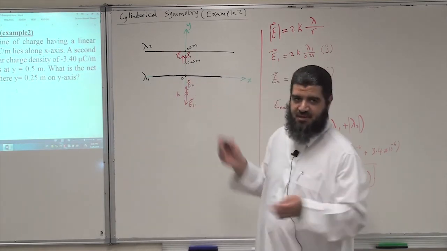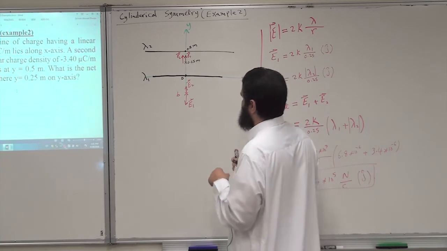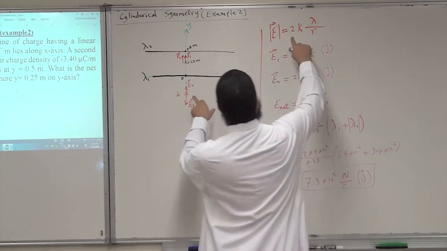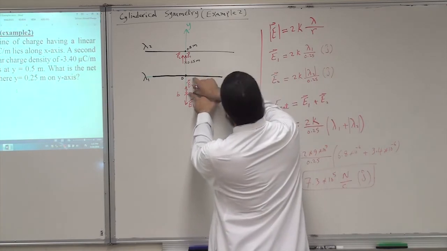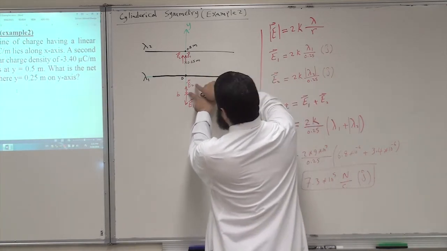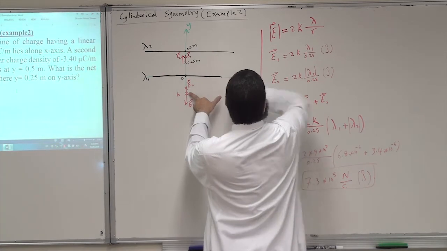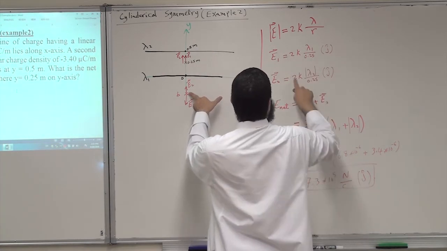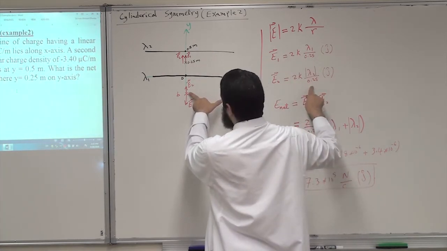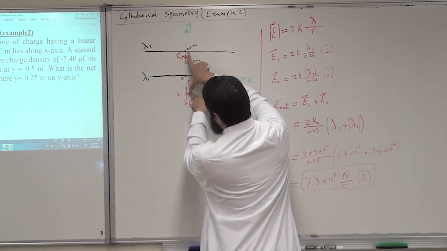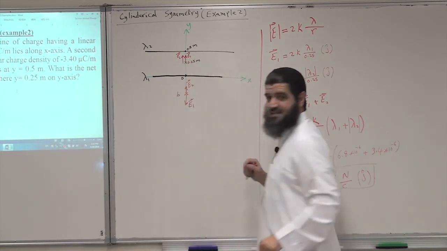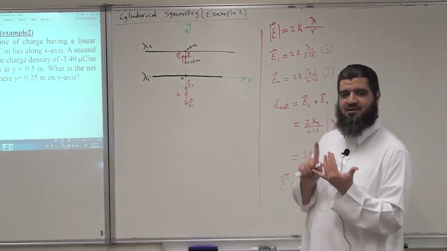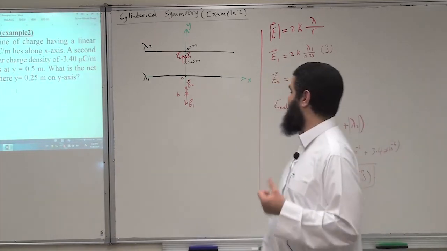You need to calculate how much is 2k lambda 1 over r, and this will be small r. Then the electric field E2 will be 2k lambda 2 over r, and this r will be that much distance. So not necessarily these will cancel each other. It will depend on the values of r and lambda 1 and lambda 2.